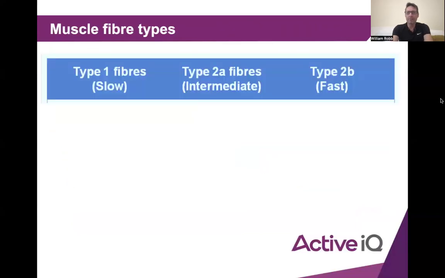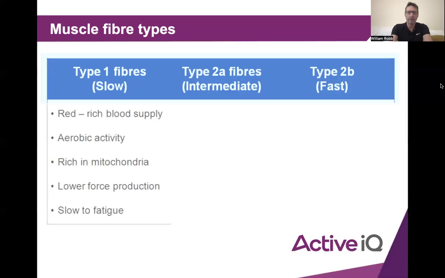Okay, so now we have here muscle fiber type. You can see from here, we've got type 1 fibers, which we call slow muscle fiber, all the way to type 2B muscle fiber, which we call fast twitch. So we have fast twitch muscle fiber, we have slow twitch muscle fiber, and in between we have type 2A muscle fiber. So we just have a little look at the characteristics of the type 1 muscle fiber.